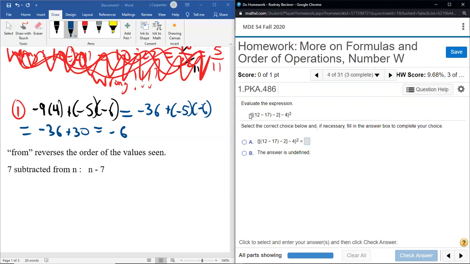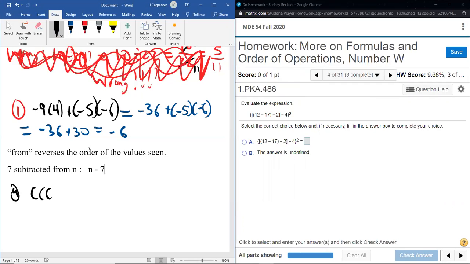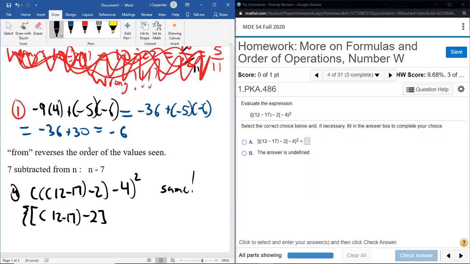These little curly brackets and these brackets are all the same thing as parentheses. They're just different visually so that the problem doesn't look like this. This problem that you see over here for number 4 would be the same as if I wrote parentheses, 12 minus 17, close the first one, minus 2, close the second one, minus 4, close the third one, square. That's the same problem as doing curly bracket, bracket, parentheses, 12 minus 17, close the parentheses, minus 2, close the bracket, minus 4, close the curly bracket, and square it. They're the same thing. One of them just stands out a little more visually, at least in my opinion.